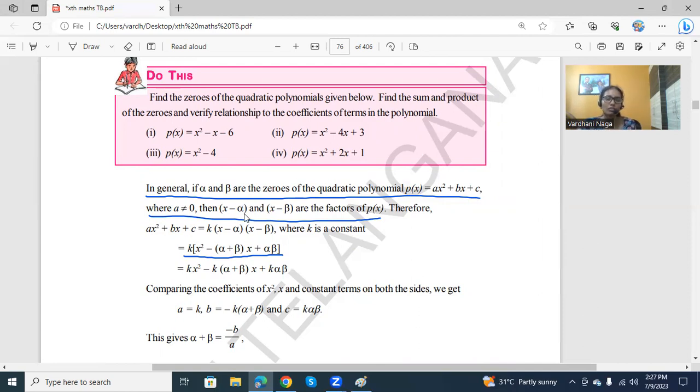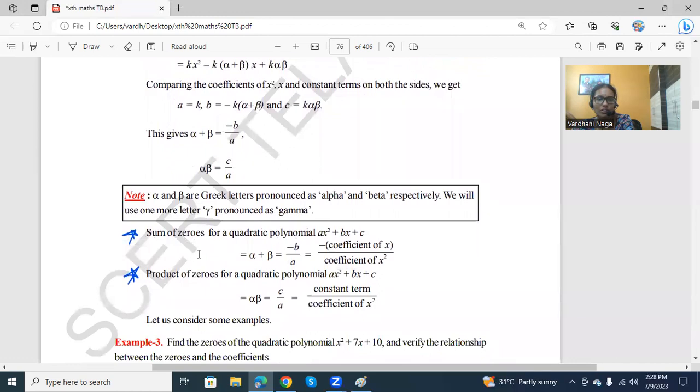Even when you know only the zeros of the polynomial, you can frame the polynomial. What is the polynomial by using this relation? The polynomial is k times x square minus (alpha plus beta) times x plus alpha beta. Here you can put the alpha plus beta value, and here you can put alpha into beta. You can multiply and put, so that you will get the required polynomial by using the zeros of the polynomial.